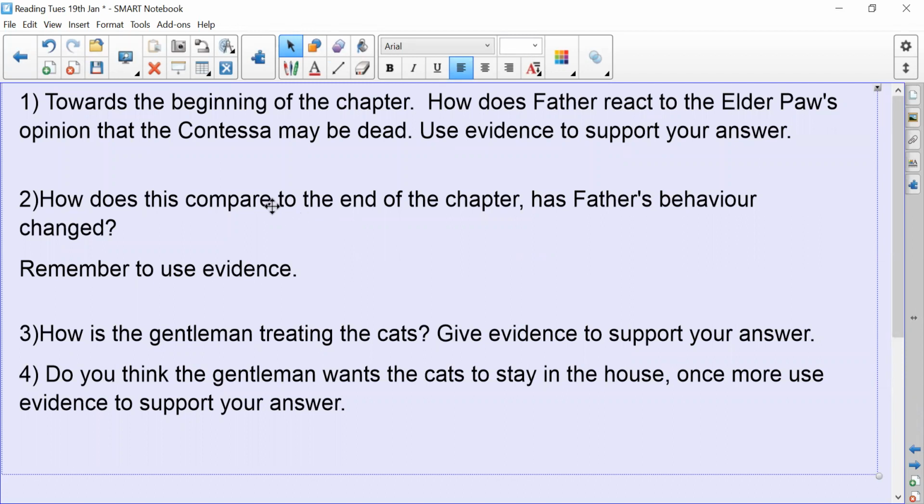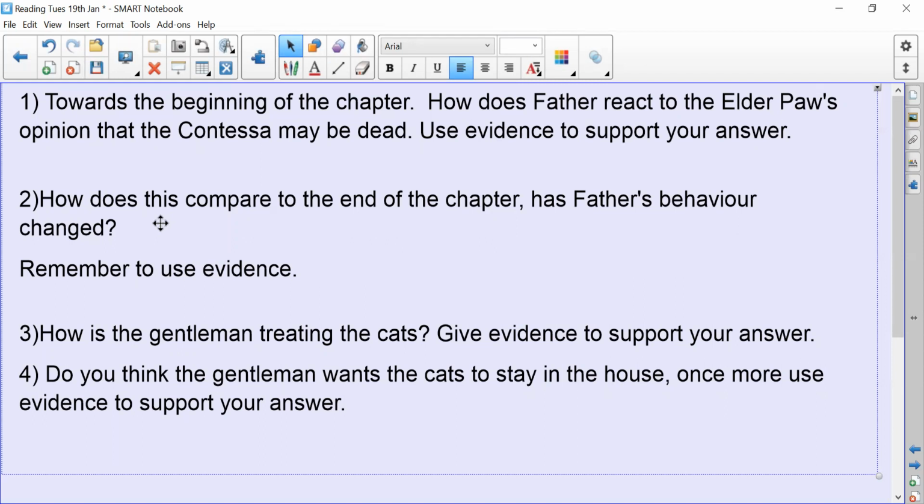So number 1, towards the beginning of the chapter, how does Father react to the Elder's opinion that the Contessa may be dead? Use evidence to support your answer. Number 2, how does this compare to the end of the chapter? Has Father's behaviour changed? Remember to use evidence.